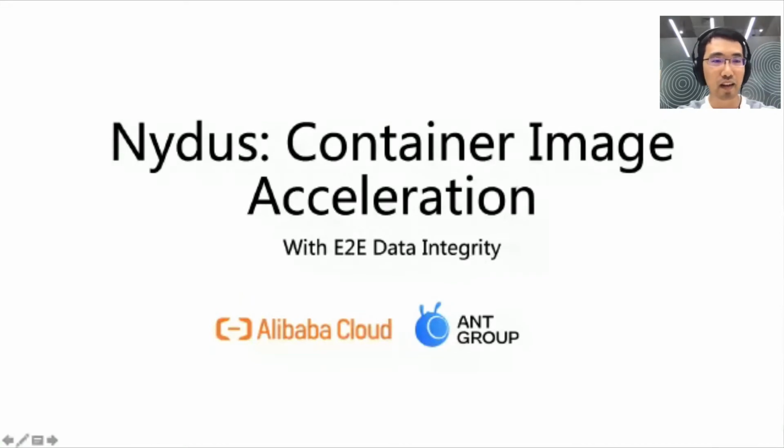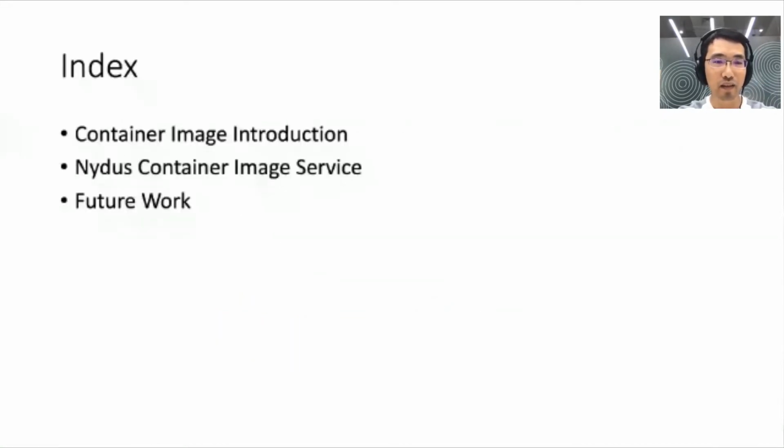So this is today's agenda. We'll talk a little bit about container images, what a container image is, and the drawbacks we saw with the current OCI specification. Then we will talk about the Nydus container image service. That's the main topic today, and last we'll talk a little bit about our future plans.